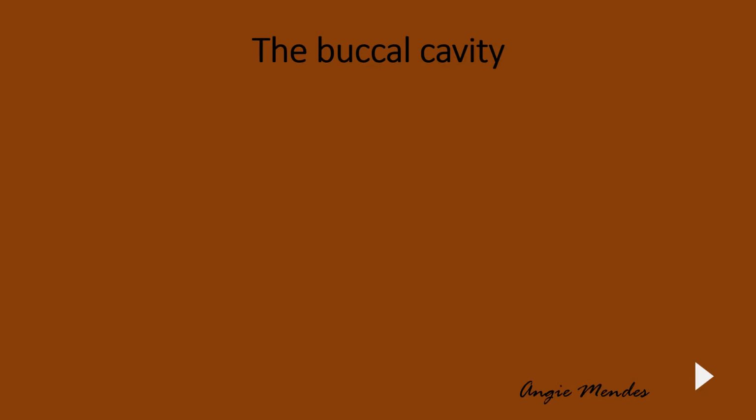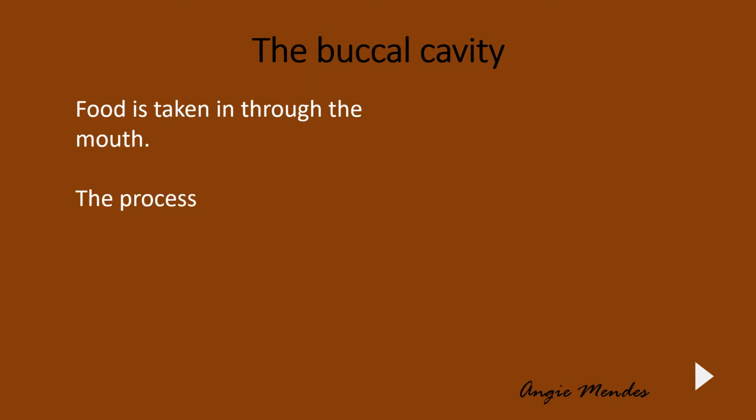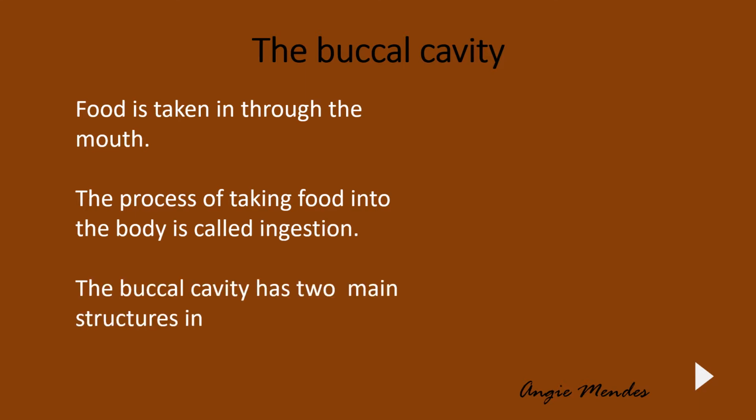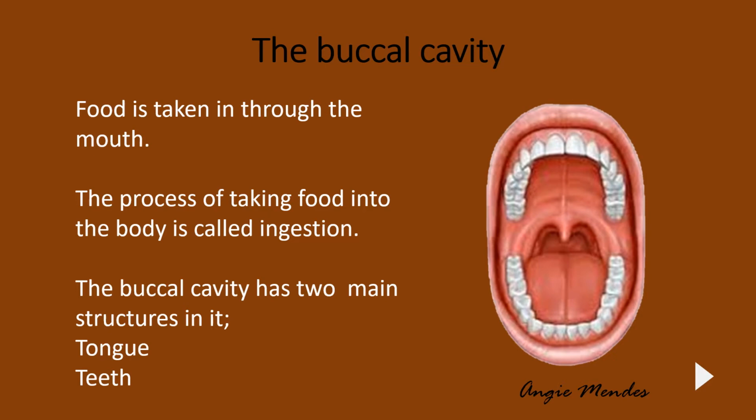The buccal cavity. Food is taken in through the mouth. The process of taking food into the body is called ingestion. The buccal cavity has two main structures in it: the tongue and teeth. We also have the presence of salivary glands in the mouth.